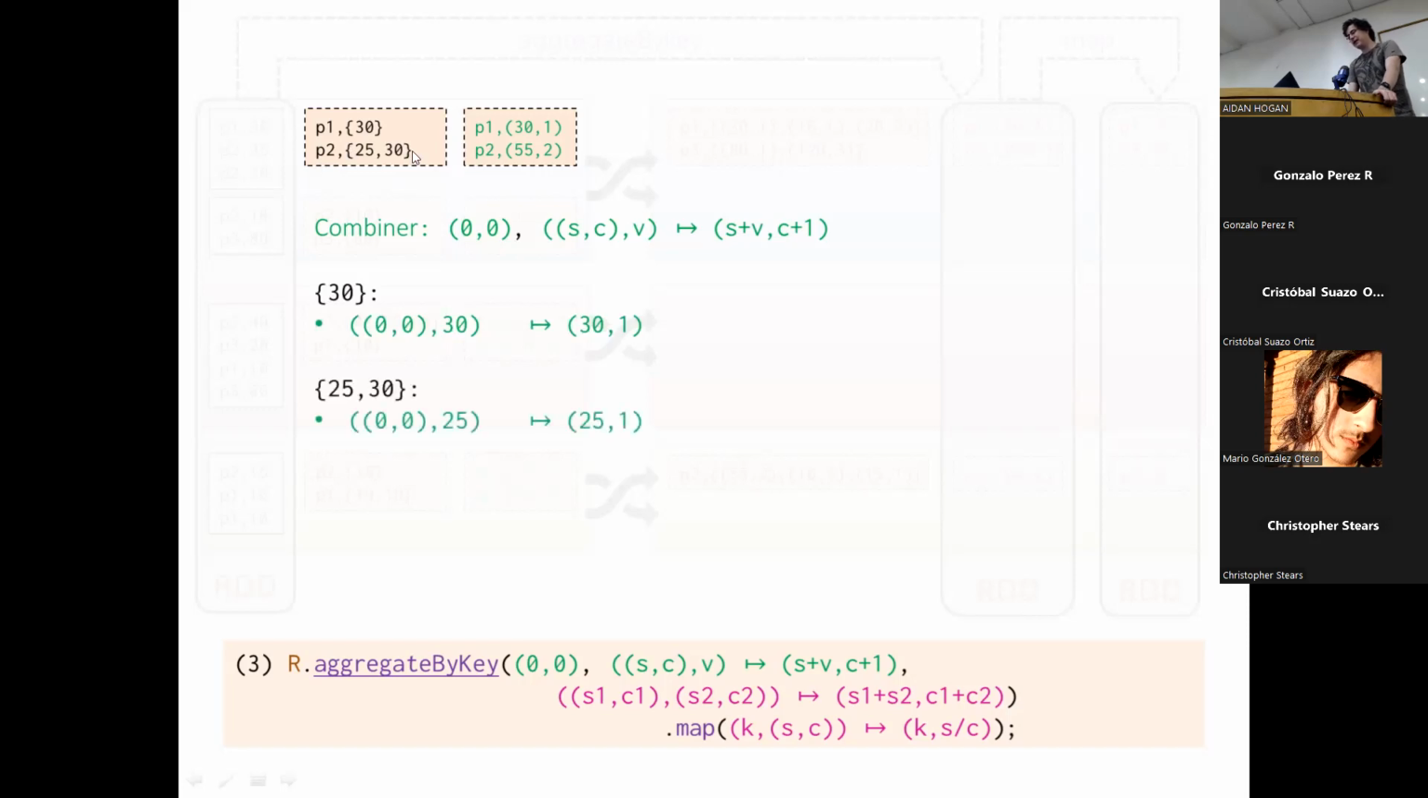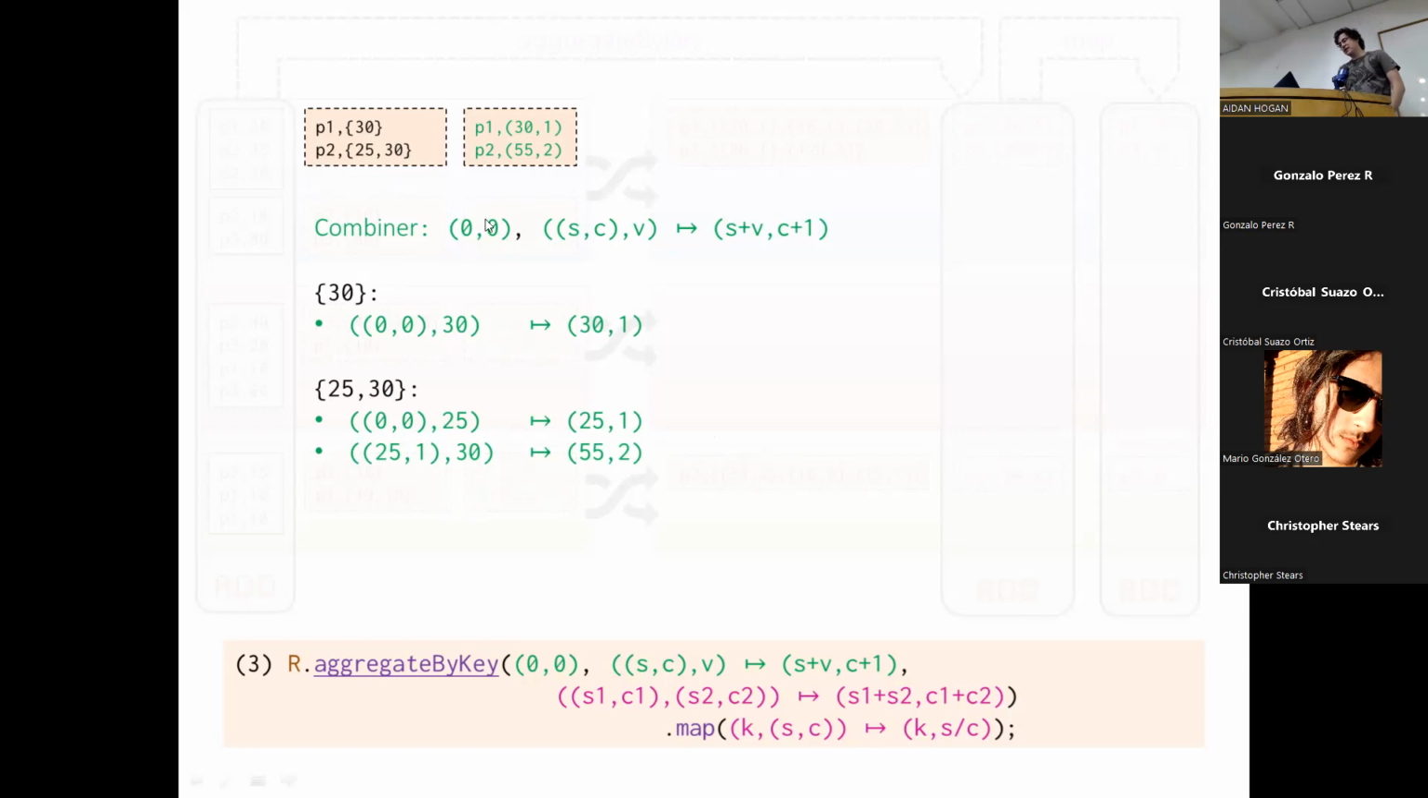In the case of 25 and 30, you start with 0, 0, and you have 25. So then you get 25 and 1 as before: you add 25 to 0 and 1 to 0. Then you take 25 and 1 as your next value, and you take 30 here. So then you add 25 and 30, you get 55, and you get 2. Is this clear?